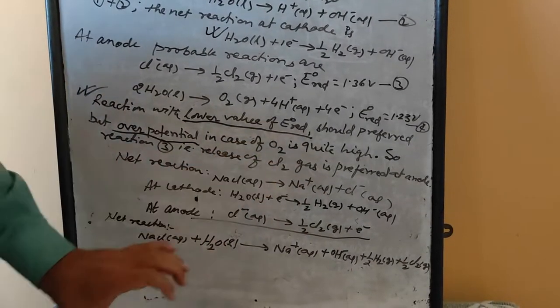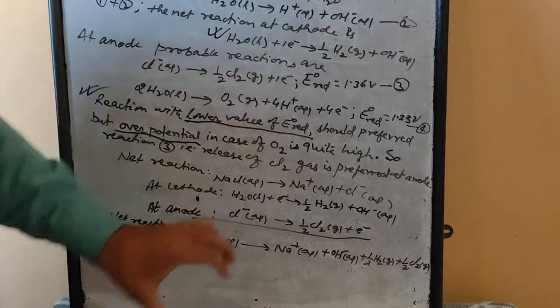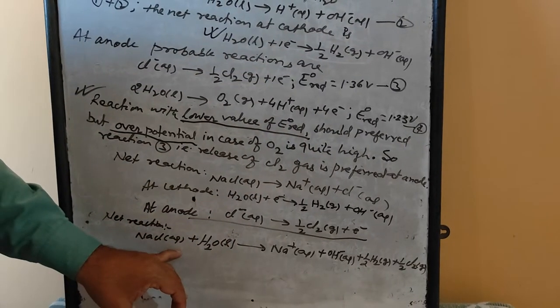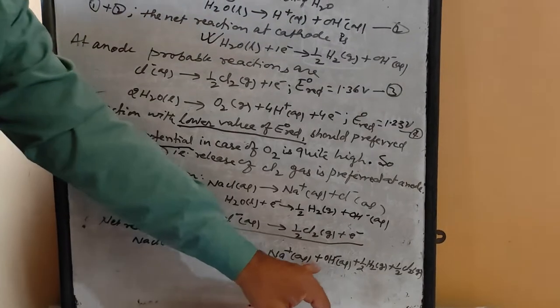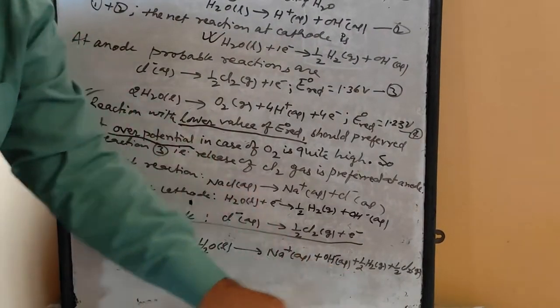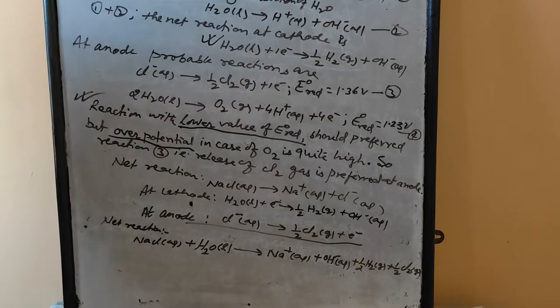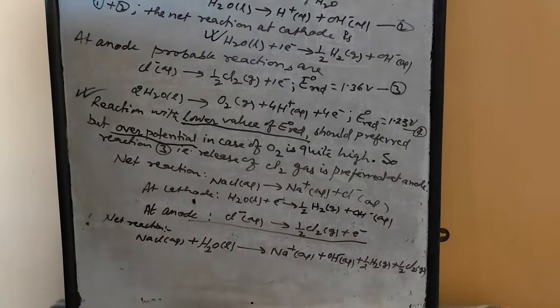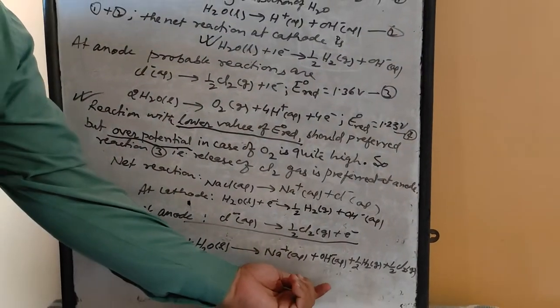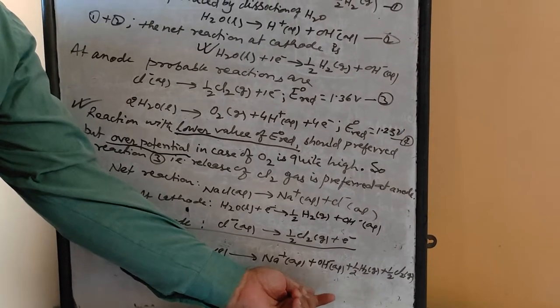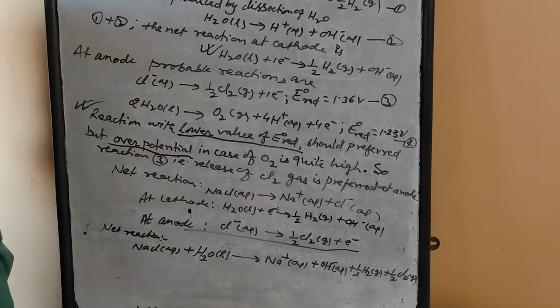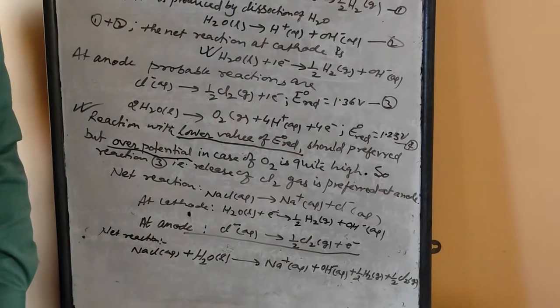Then add the three equations, and we get the net reaction: NaCl aqueous plus H2O liquid gives Na+ aqueous plus OH- aqueous plus half H2 gas plus half Cl2 gas. Now what beauty do you see? Here the solution becomes basic. We get an alkaline solution when the electrolysis of aqueous solution of NaCl is carried out.